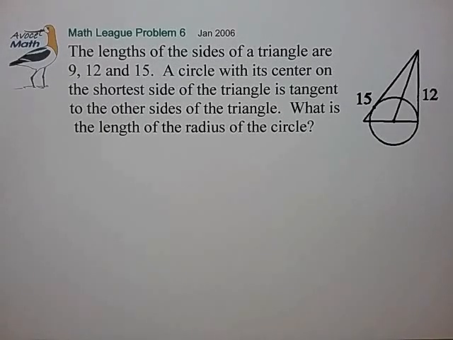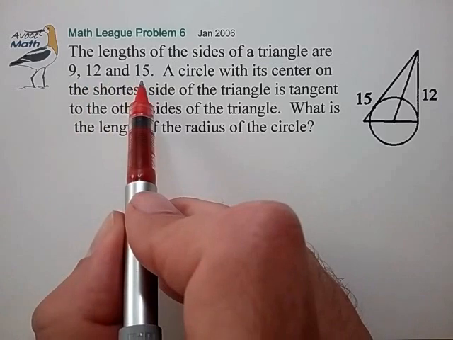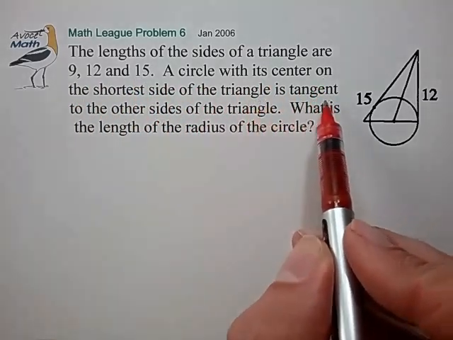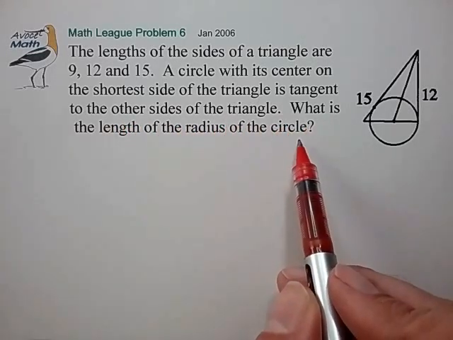Hi, in this video we'll finish off one of the problems from the auxiliary lines video. So let's take a look at the full problem statement. The lengths of the sides of a triangle are 9, 12, and 15, and a circle with its center on the shortest side of the triangle is tangent to the other sides of the triangle. What is the length of the radius of the circle?